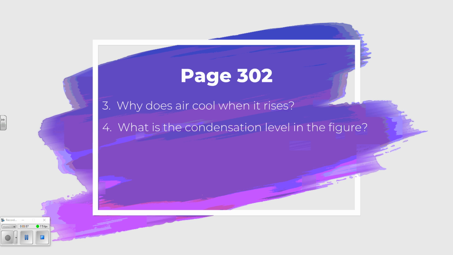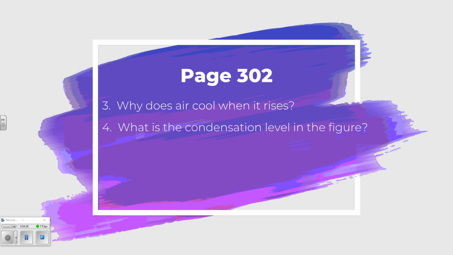Highlight. As a body of air rises, the atmospheric pressure on it decreases. Continue highlighting. Because of the lower pressure, the molecules in the body of air move farther apart. Therefore, fewer molecules collide with each other and the air becomes cooler. This process is called adiabatic cooling.